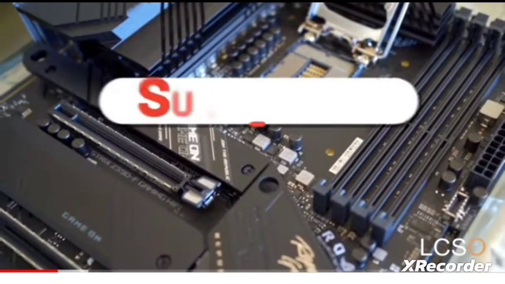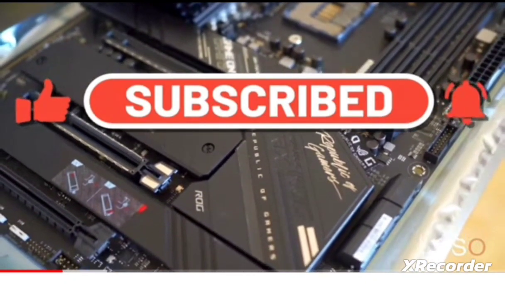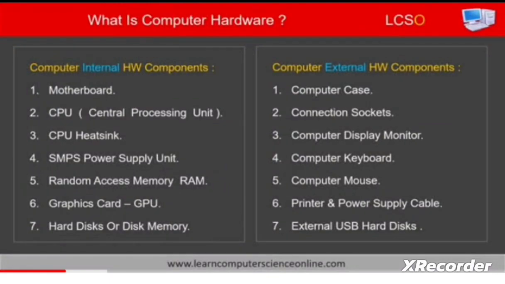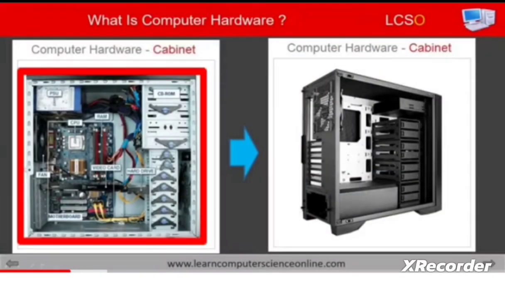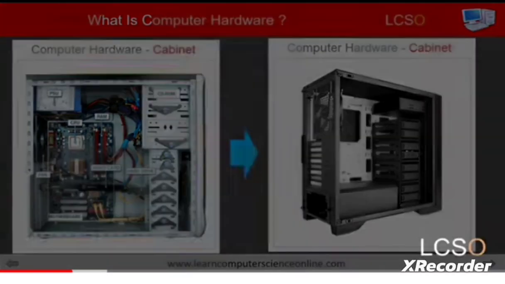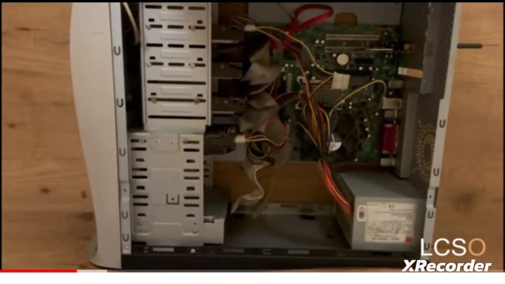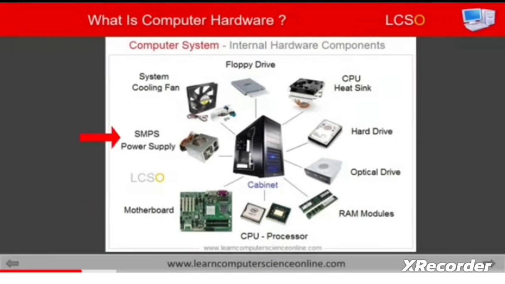The computer hardware includes various mechanical, electrical, and electronic components used to build the computer system. The computer hardware components can be of two types. The first type of hardware components are placed inside the computer case, or we can also call it a computer cabinet. Some of the most prominent hardware components placed inside the computer case include the motherboard, power supply unit, memory, hard disks, microprocessor, RAM modules, and other such components.